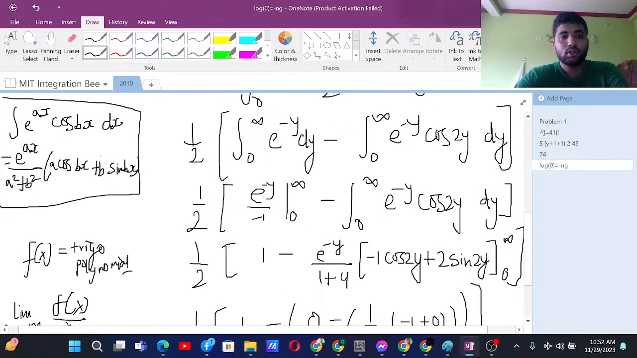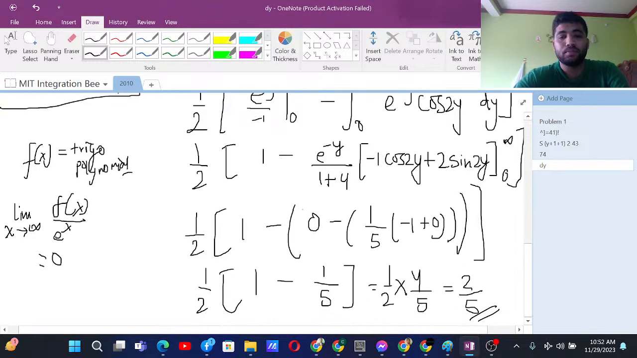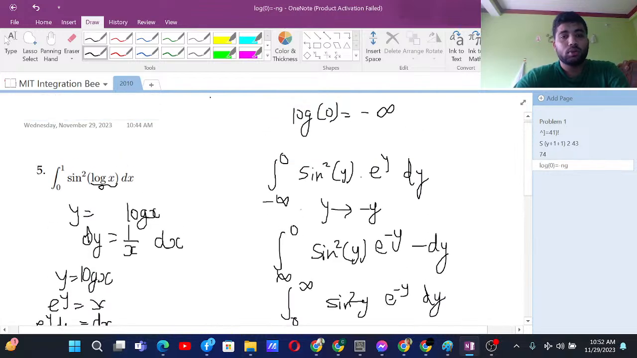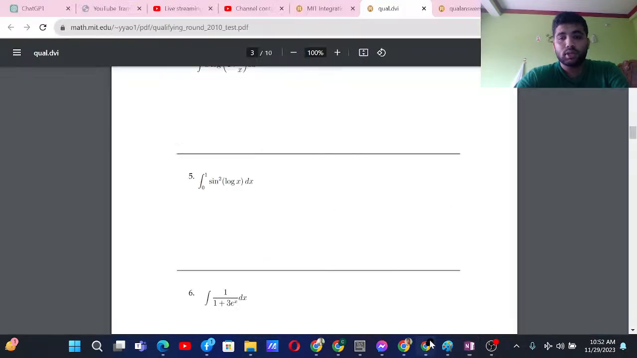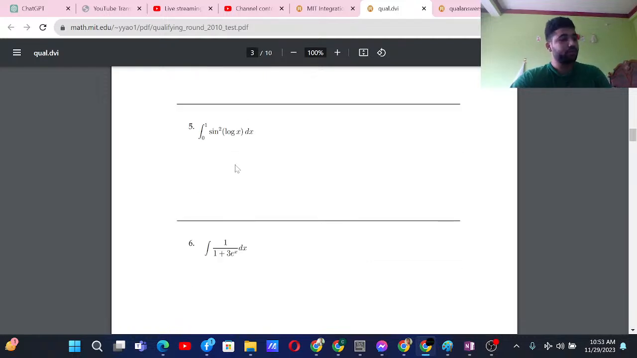Yeah, it's just this formula and nothing else, and some application of limits as well for evaluating at infinity and 0. Yeah, I hope you understood this. Let's check the answer. It's 2 by 5. Let's go to the next one.